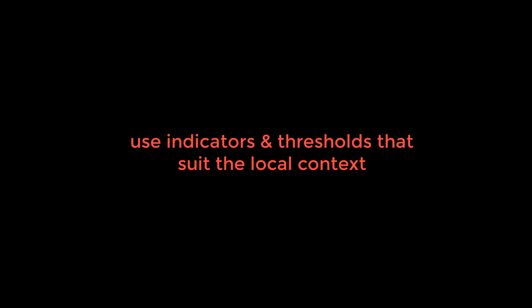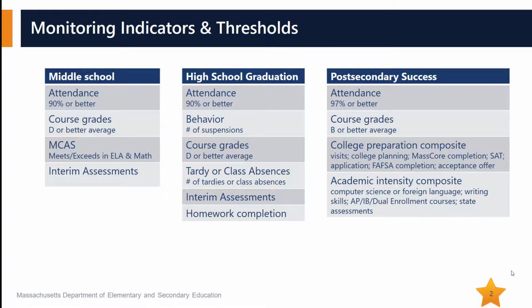Another option is to add indicators and thresholds that fit your local context: tardies, post-secondary readiness activities, or others. Up to 4 indicators may be enough.